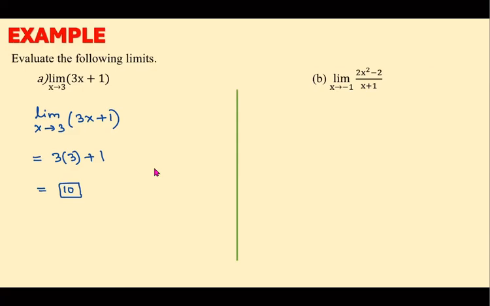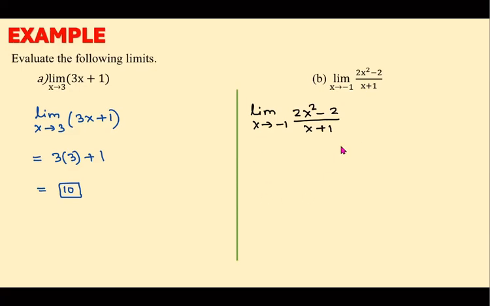Okay, now let's look at B. In B, we have to find the limit as x approaches -1 of (2x squared minus 2) over (x plus 1). We try direct substitution. That's our first step. If you try direct substitution there, you'll see that your denominator will be 0, because if you plug in -1, -1 plus 1 is 0. So we cannot find that limit by direct substitution.